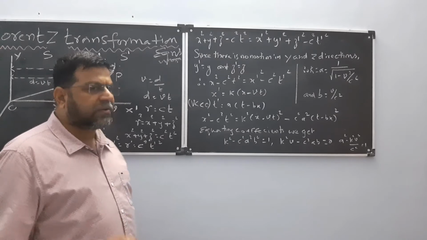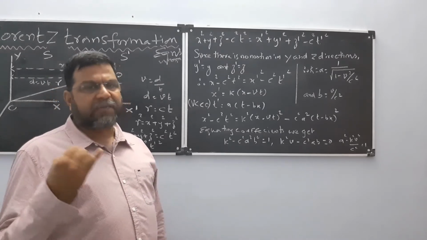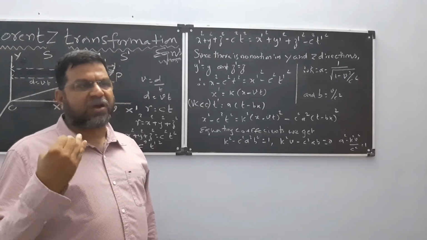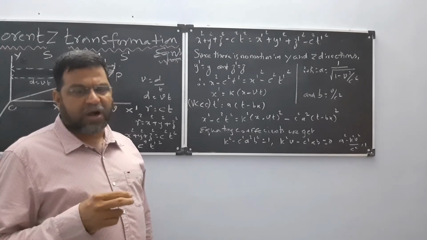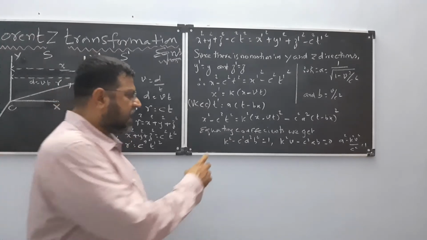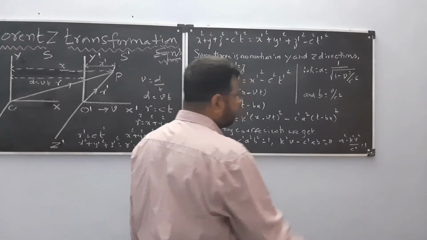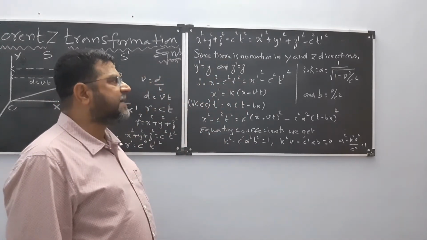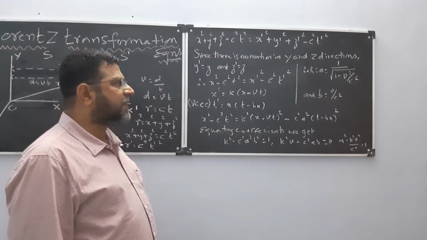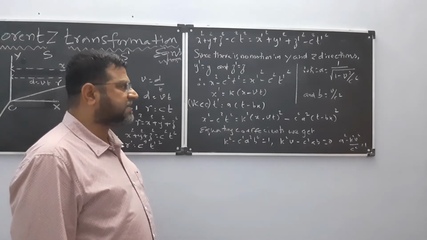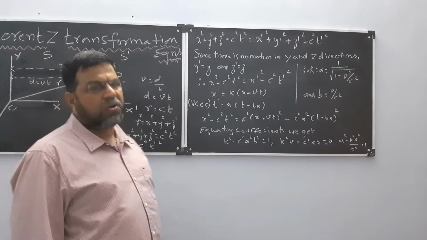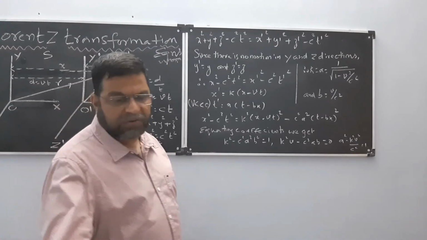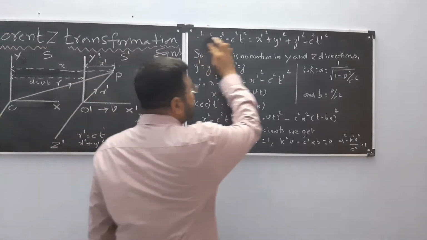So we have to equate the coefficients of x square, equate the coefficient of x, equate the coefficient of constant. When you equate all these three coefficients, you get these three equations. When you solve these three equations, you find the value of the constant k is equal to a, equal to 1 by root of 1 minus v square by c square, and b is equal to v by c square. So you have found out the equations and the constant values.